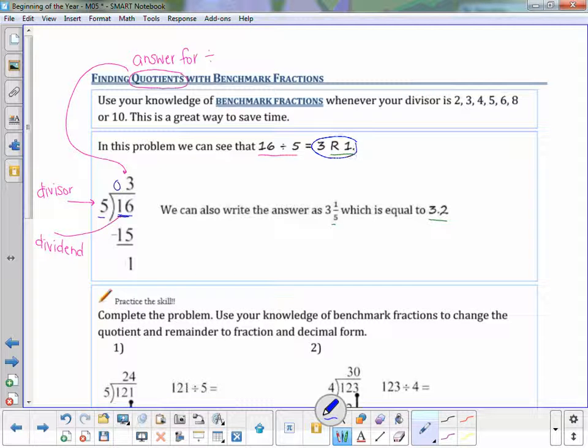And we might use remainders when we have things that cannot be cut up into pieces. So we have a situation that says there are 16 balloons that you are going to divide between 5 people. How many balloons does each person get? Well, each person gets 3 balloons with 1 left over. Because you can't cut balloons in half.